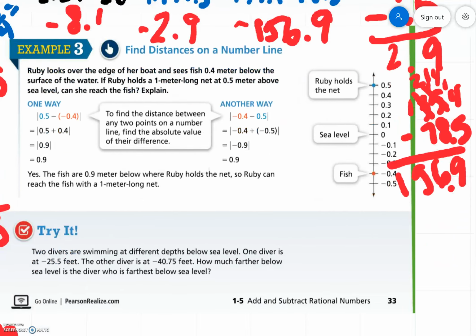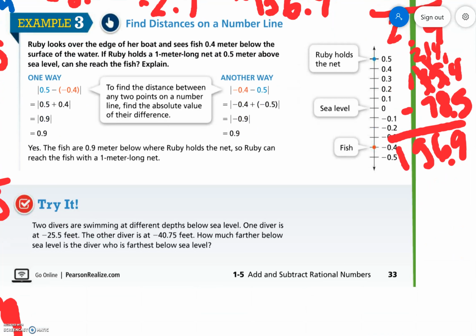All right, last example. Example number 3. Find distances on a number line. Ruby looks over the edge of her boat and sees fish 0.4 meters below the surface of the water. If Ruby holds a 1 meter long net at 0.5 meters above sea surface level, can she reach the fish? Okay, so we've got 0.4 meters below. We know that's going to be negative. And she stands 0.5 meters above, which is going to be positive.